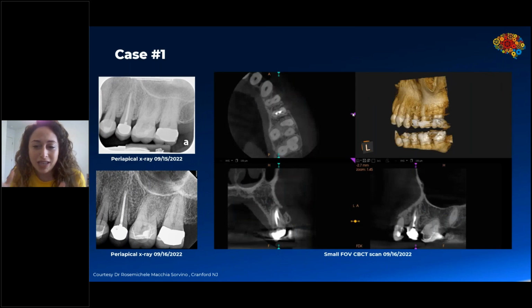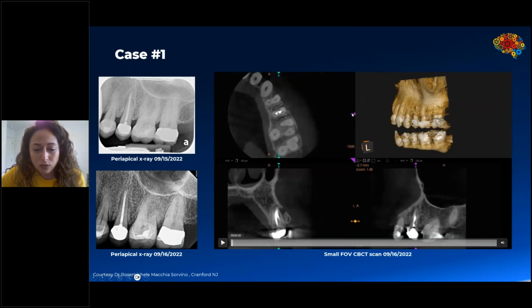The CBCT scan you're seeing in front of you is a small field of view, a 5 by 5 centimeter scan of the upper left quadrant. On the scan, you can see even before we start scrolling that we have an interruption of the cortex. So even before we touch that scan, we know something's up. We know something's there.